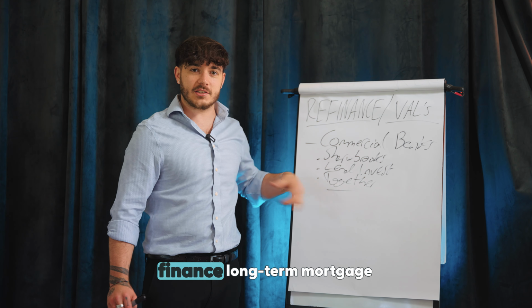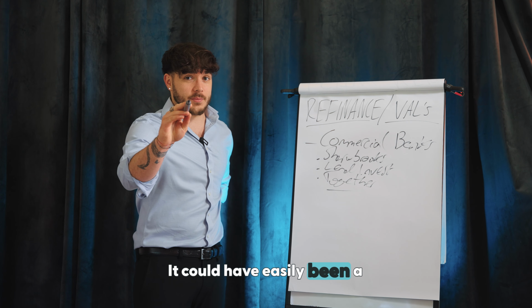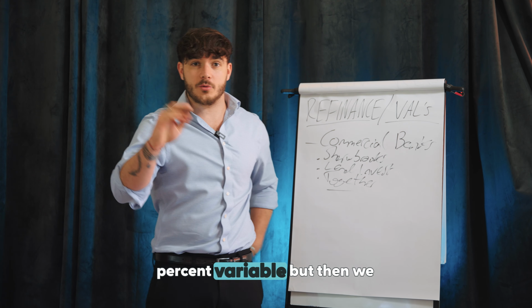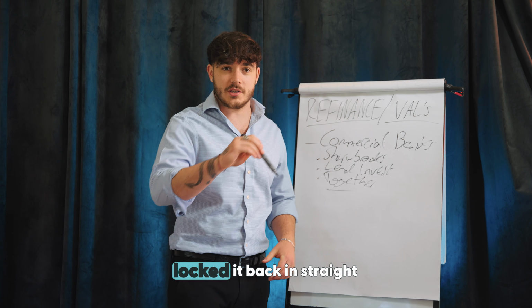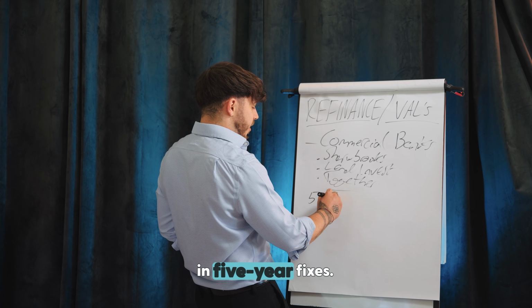And when it bounced out, it went from a 3.5% mortgage, similar to the other mortgage, to a 7% mortgage. And that was cheap at the time as well. It could have easily been a 9%. It was actually a 9% variable, but then we locked it back in straight away to another 5-year fix. And we're paying quite an extortionate amount on that interest because we didn't lock in a 5-year. So make sure you're locking in 5-year fixes.